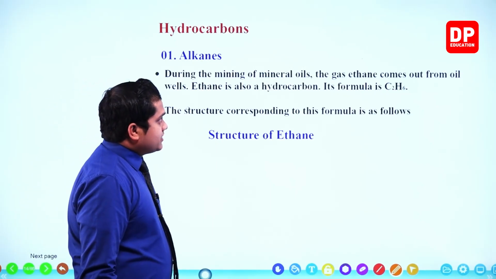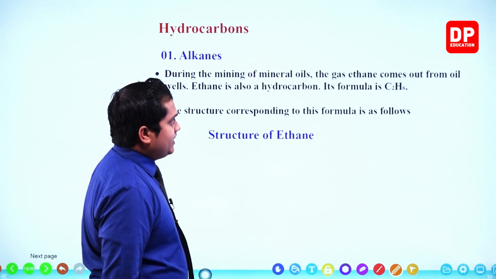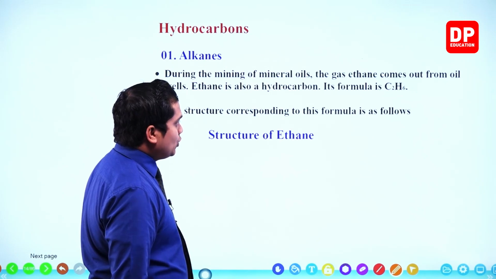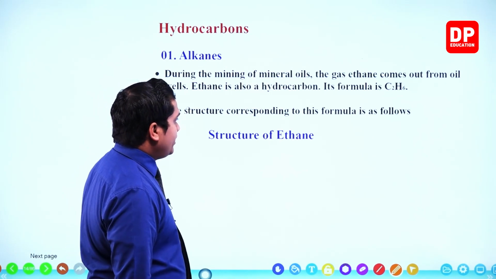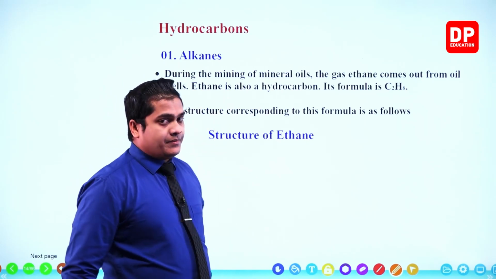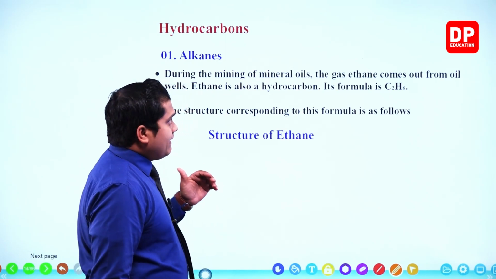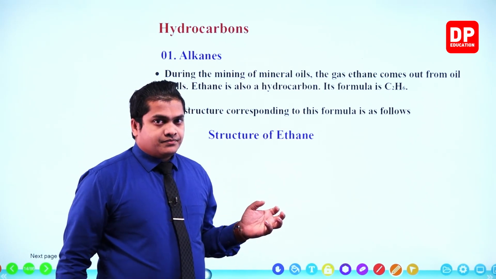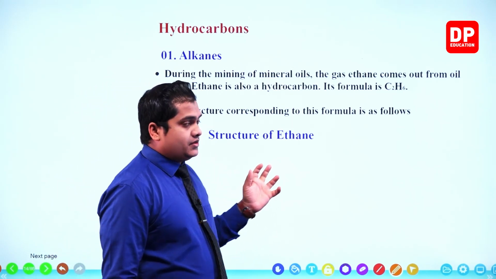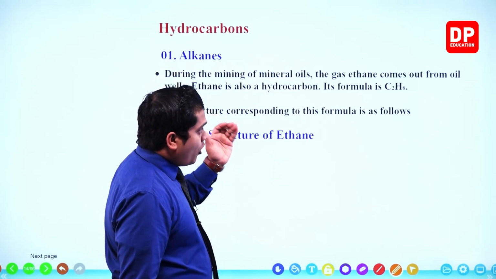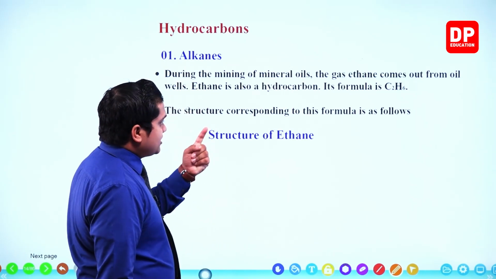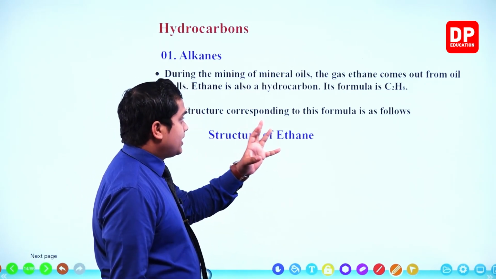During the mining of mineral oils, the gas ethane comes out from oil wells. Ethane is also a hydrocarbon. Its formula is C2H6. The structure corresponding to this formula is as follows. So when we are mining mineral oil, my dear children, the gas called ethane comes out from the oil. A special kind of gas which is called ethane. So ethane is also a type of hydrocarbon, meaning it is a fuel. The formula for ethane is given as C2H6. The structure corresponding to this compound can be given as follows.